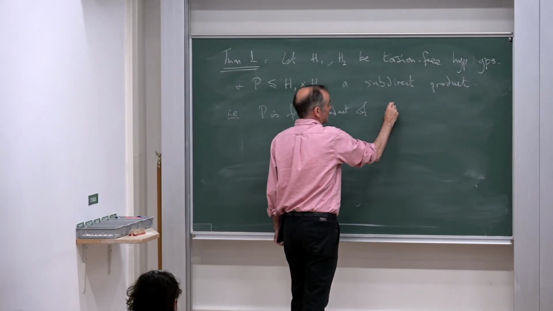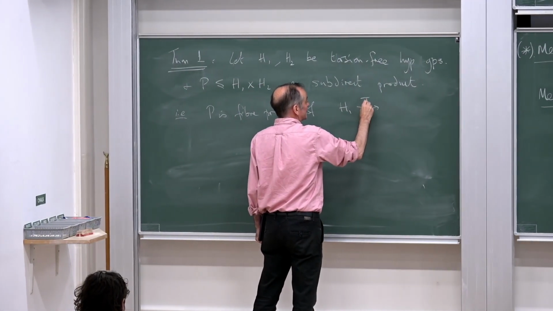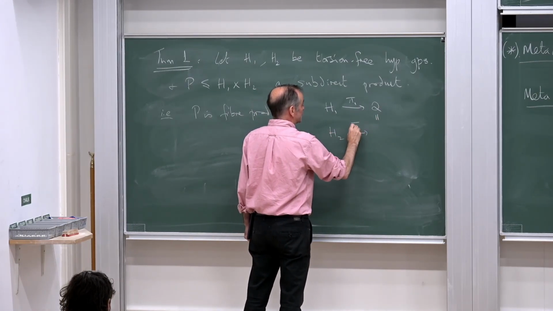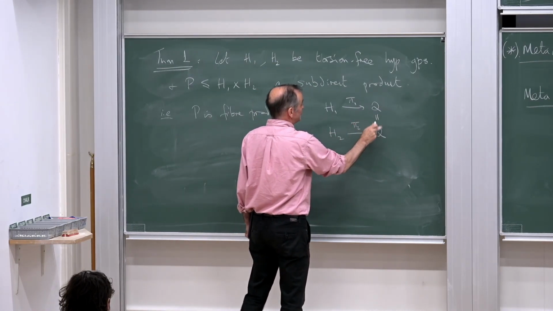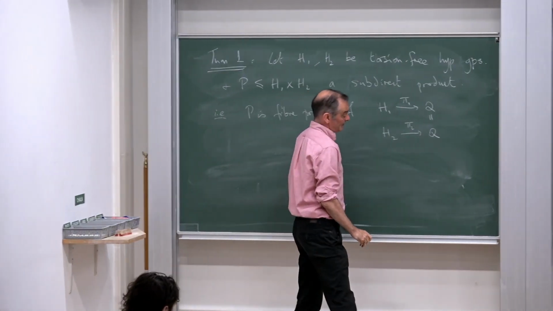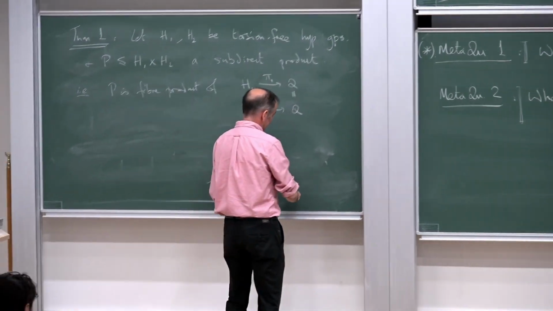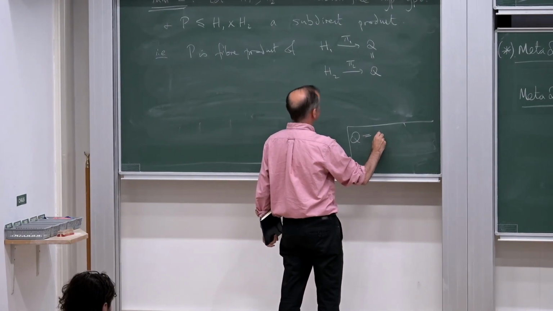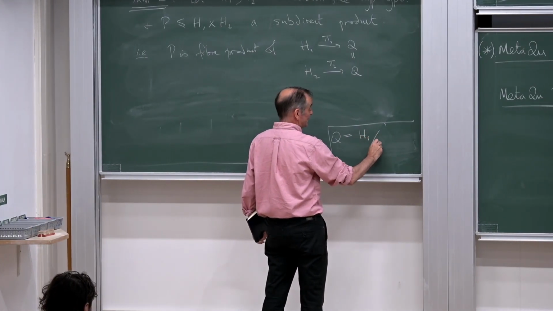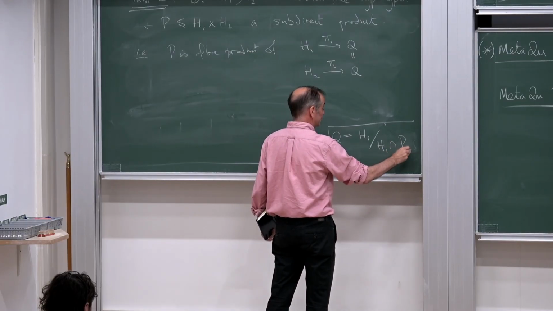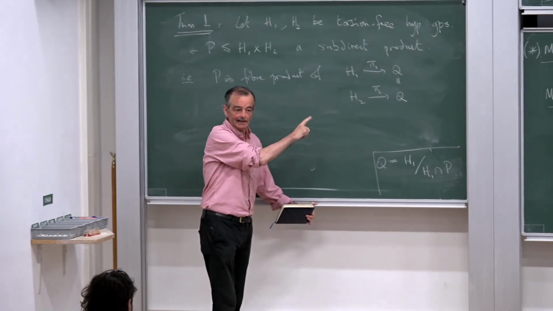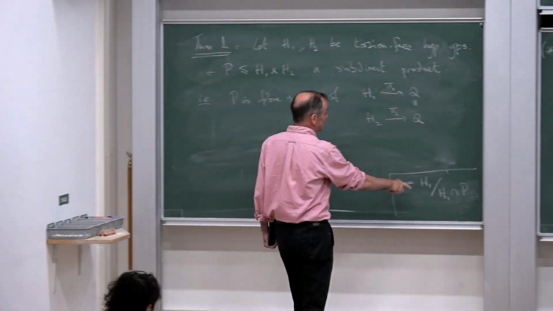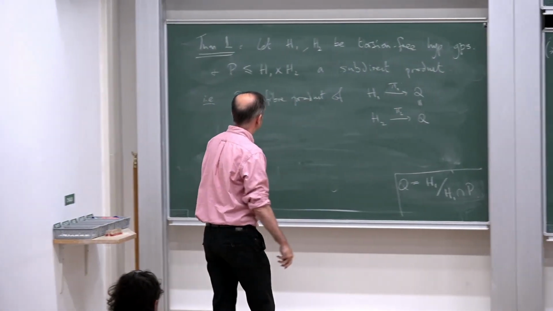of a pair of maps onto some standard group. Okay, how do you manufacture this group? Q is just, you take one of the factors and you factor out the intersection of the two. It's just a little exercise to see. It doesn't matter whether you take H1 or H2 in that case, and you get these quotient maps.